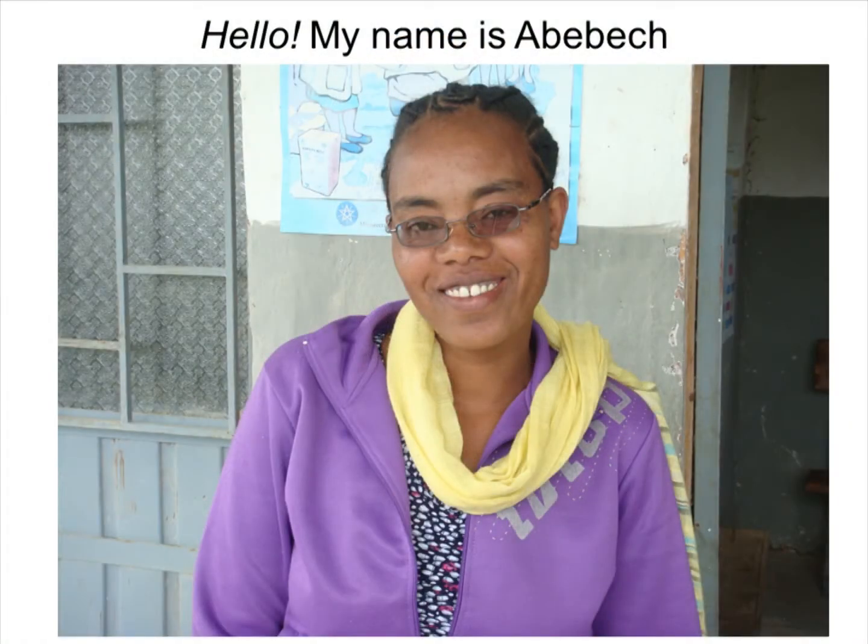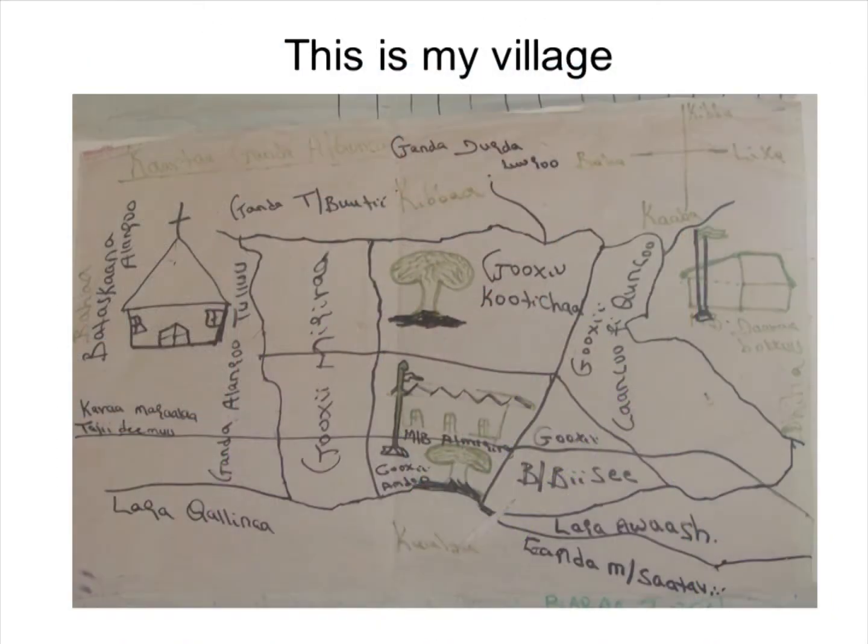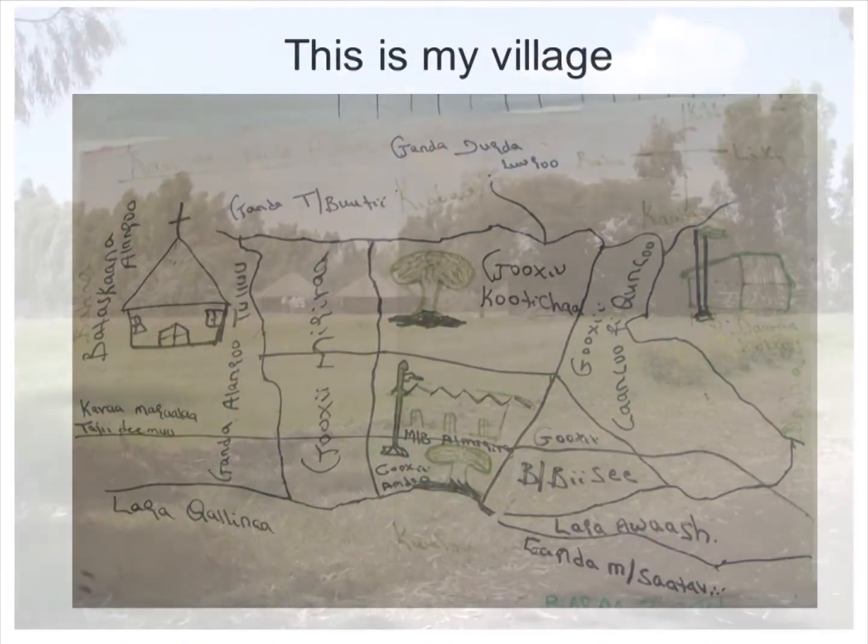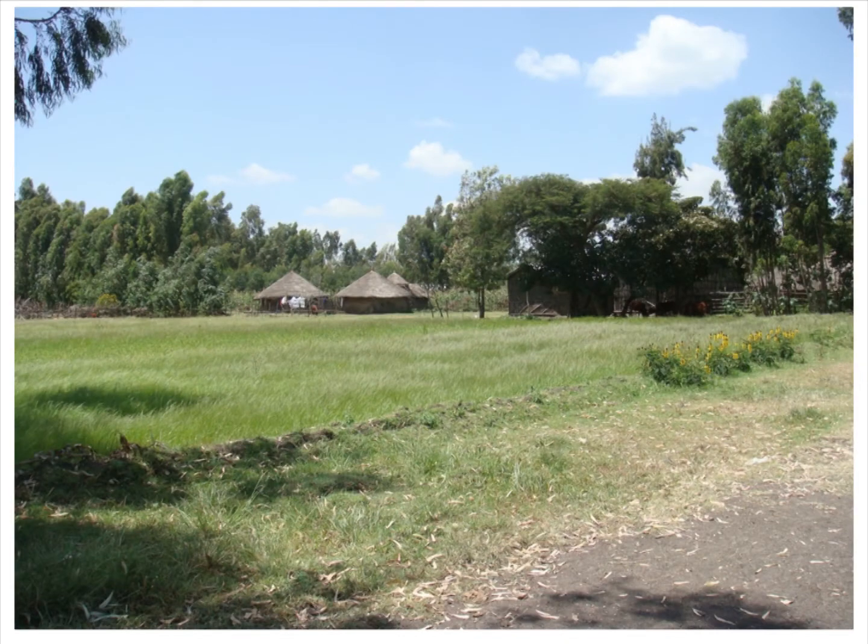Hello, my name is Abubek. I am 25 years old. I am married and I live in a village in Ethiopia. My education is grade 10 and my profession is health extension worker.